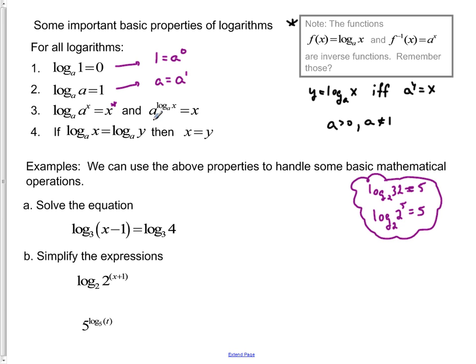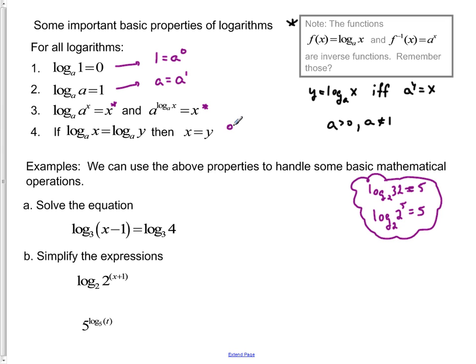And likewise, a raised to the logarithm base a of x will also give us x because these two functions undo one another. So it is important to realize these two things. And we'll come back to this in an example below. There's one more property that we want to know. It says that if the logarithm base a of x is equal to the logarithm base a of y, then x is equal to y.